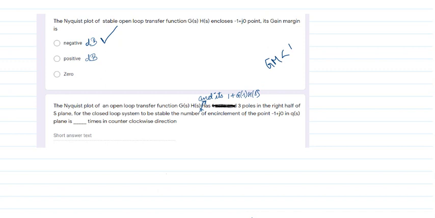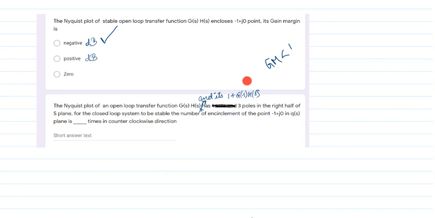Okay, now the next question. The Nyquist plot of an open loop transfer function is given, and its 1 plus G of s has 3 poles in the right half of the s plane. For the closed loop system to be stable, the number of encirclements of the point minus 1 plus j0 in the GH plane should be how many times in the counterclockwise direction, right?